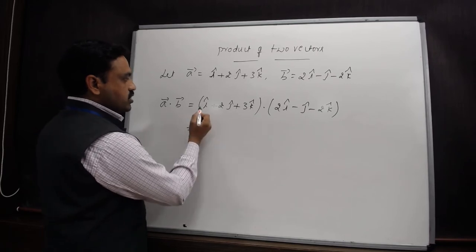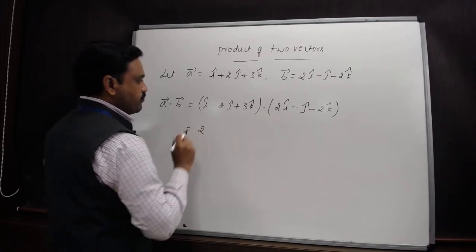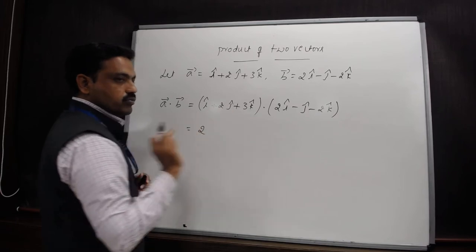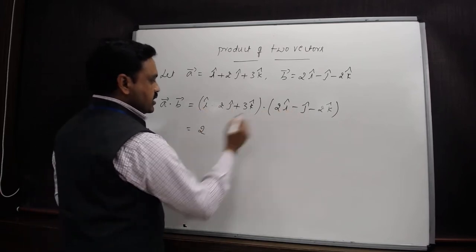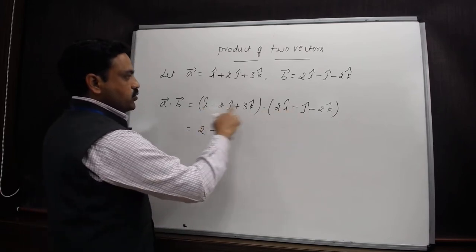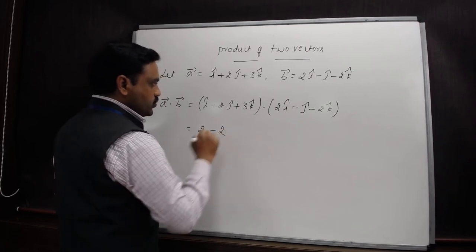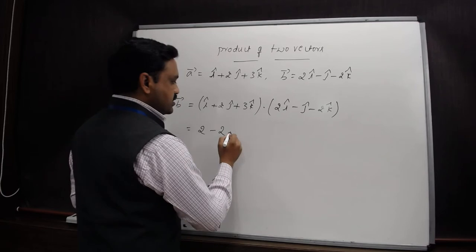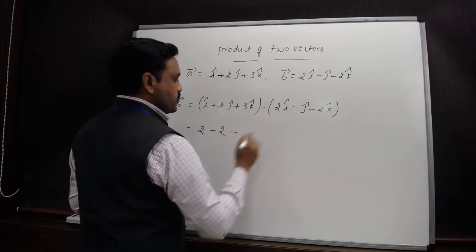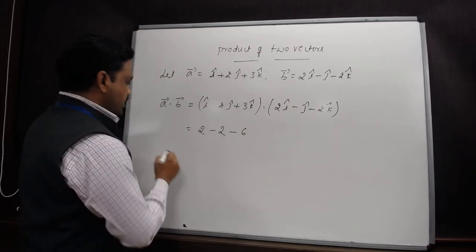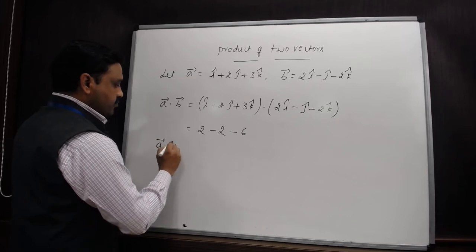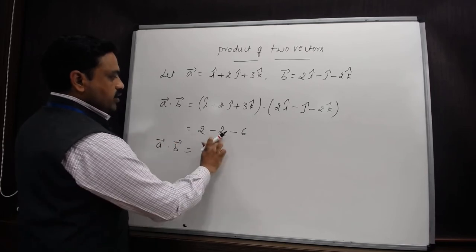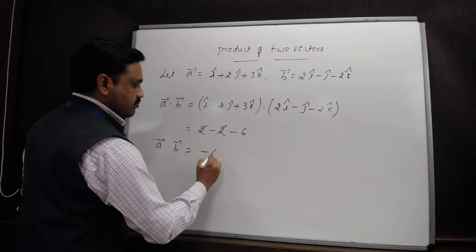It is the solution: 1 into 2, that is 2, and i dot i becomes 1. Plus, 2 into minus 1, minus 2, and j dot j becomes 1. Plus, 3 into minus 2, minus 6. So A dot B is equal to 2 minus 2, cancel, you will get minus 6.